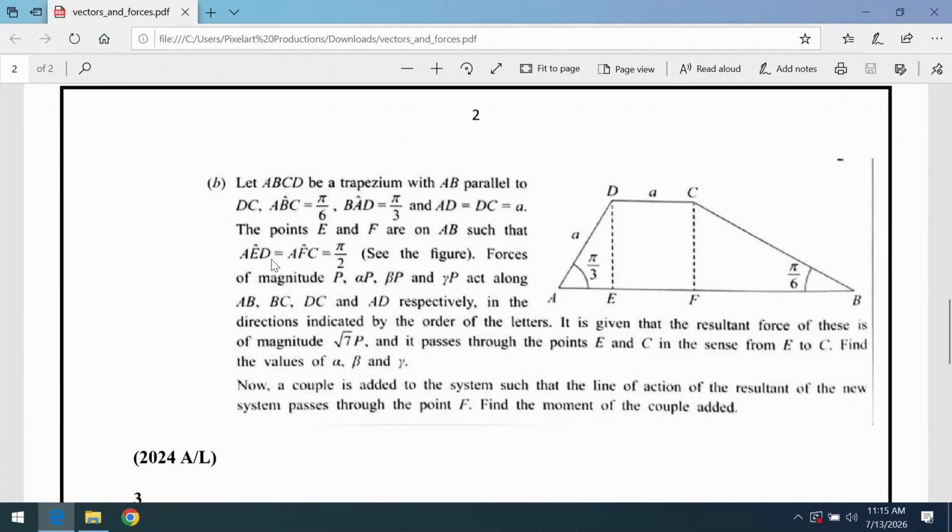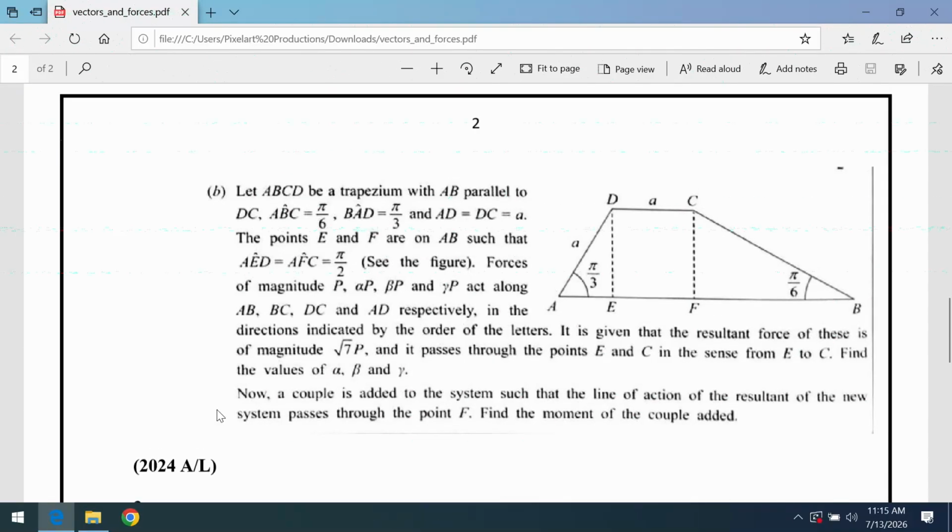Right, now let's move to the 2024 A/L question. Let ABCD be a trapezium with AB parallel to DC. Angle ABC is 5 by 6, angle BAD is 5 by 3, and AD equals DC equals a. You can see in the diagram.